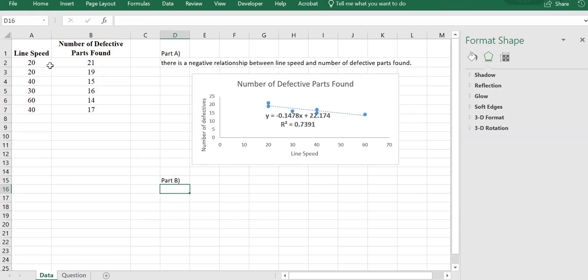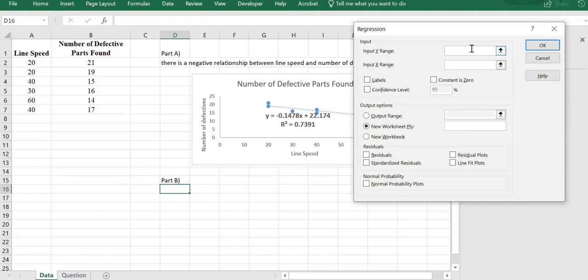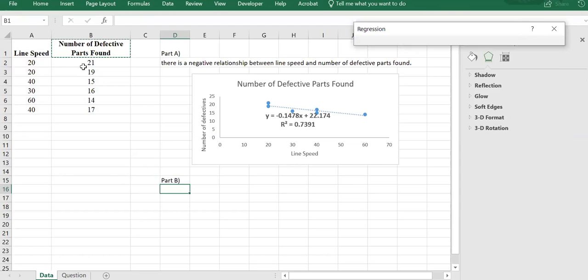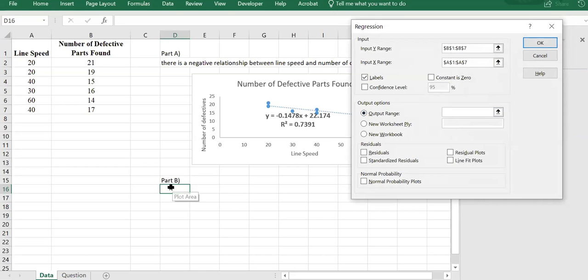And then I'm going to go ahead and use the regression tool. So I'm going to go to Data tab, Data Analysis, and Regression. If I call the regression tool, Y range is going to be the number of defective parts found, and X range is going to be the line speed. And I do have labels. I included the first cells, B1 and A1, so I check for labels. And I'm just going to put it right after part B, D16.